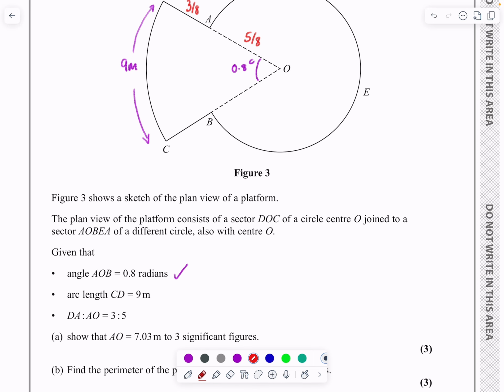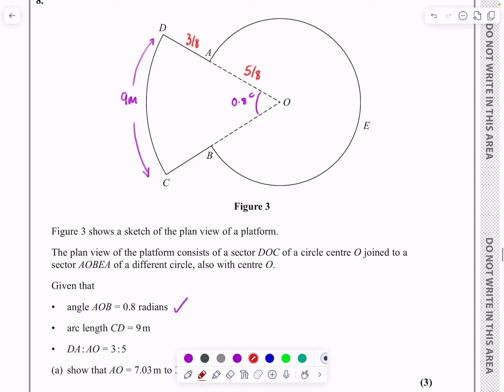Part A says show that AO is 7.03. So I'm going to be trying to work out this length here. But I don't have any information about this small sector in here. I don't have any information about that one yet. So what I'm going to have to do is talk about this sector, where I've got 9 and I've got 0.8. From that, I'll be able to work out that length, and then I'll be able to say AO is 5/8 of that, from what I can see from the diagram here.